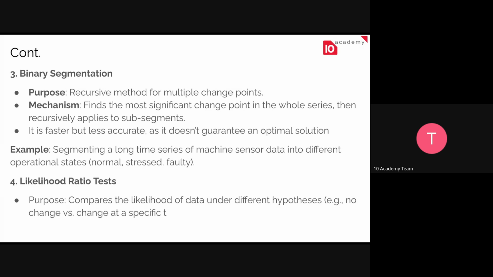One example is segmenting a long time series of measured sensor data into different operational states. From the first change points, it will detect the higher-level states: normal, stressed, and faulty. Then from these segments, you can recursively do the change point analysis, so that you find the change points within the normal state, within the stressed state, and within the faulty state.